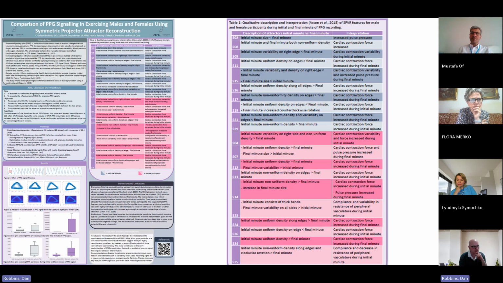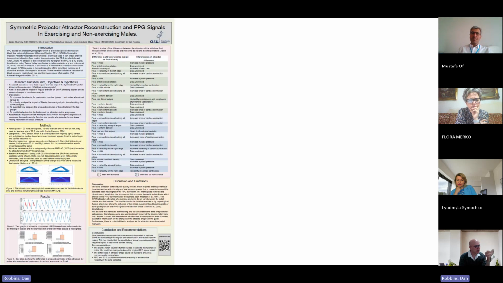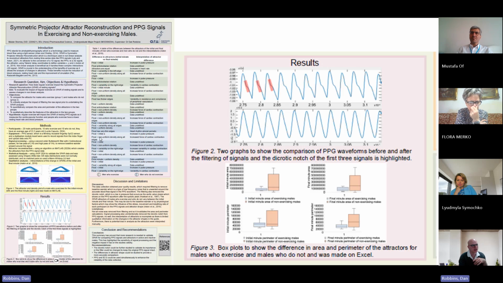So I asked another student to look into this, and they thought, well, I would rather look at people who exercise and people who don't exercise. They were working together. And so once again, the filtering I'd applied was the same, so I'd lost the dicrotic notch. So I certainly needed to look at the filtering process in the long term.